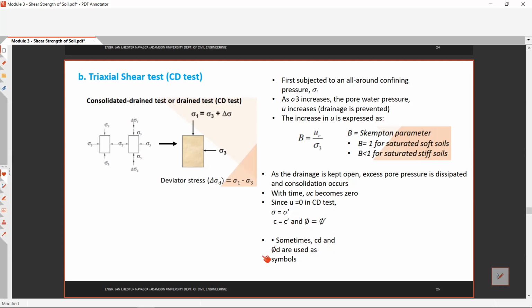Okay? So take note that your sigma 1 is equal to sigma 3 plus delta sigma, or the deviatoric stress on top. Okay, that is your sigma 1. Or we can say that the deviatoric stress, delta sigma D, is equal to sigma 1 minus sigma 3.